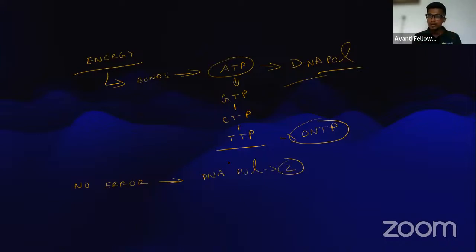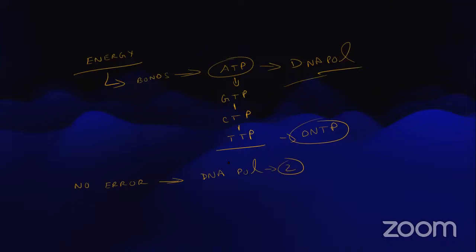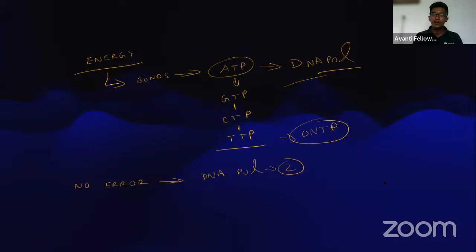See, proofreading means every single base pair has to be seen, adjusted, and corrected. If it is wrongly paired, you have to readjust it. And if there are nicks or any breaks in the DNA, it has to restitch it. If there are any bubbles, it has to readjust them. So all this is done by DNA polymerase 2.